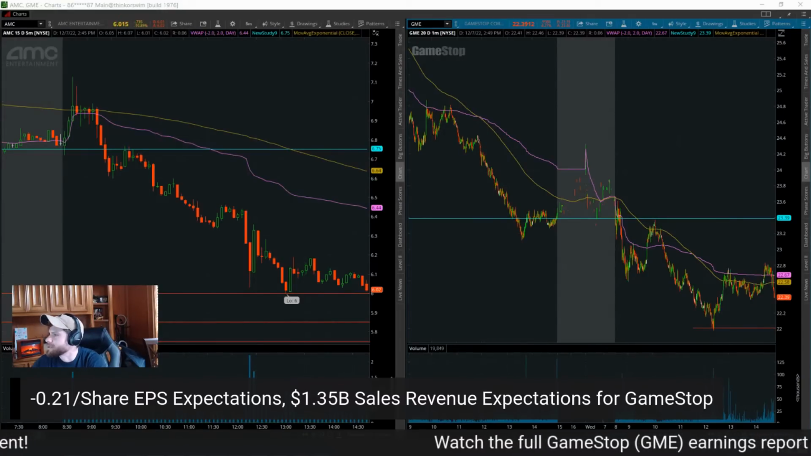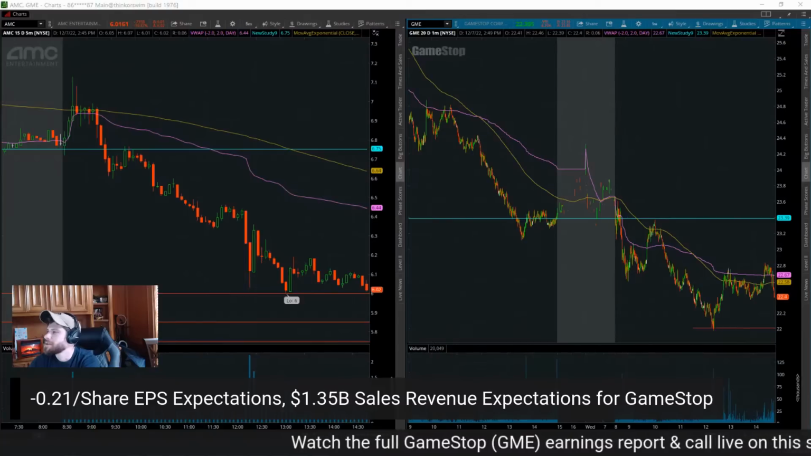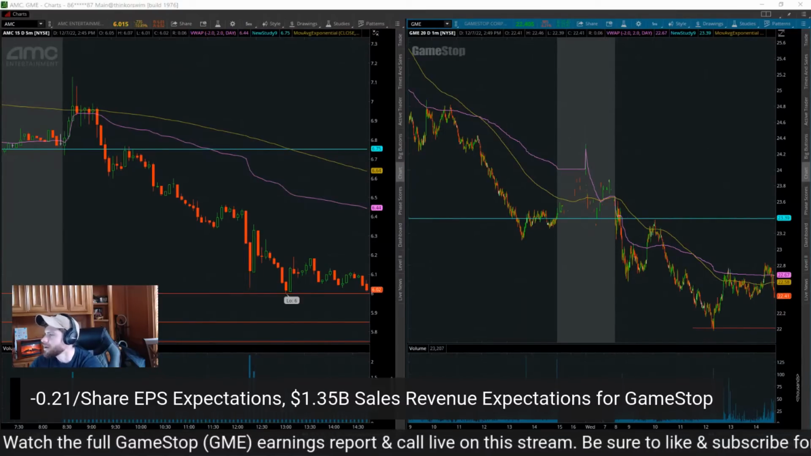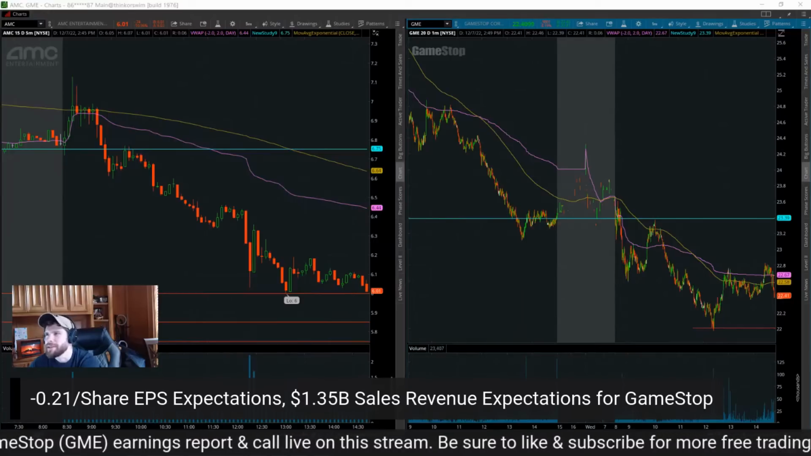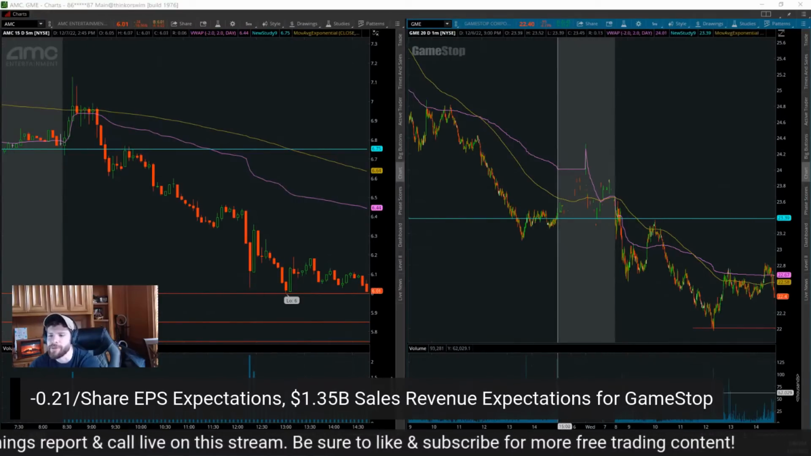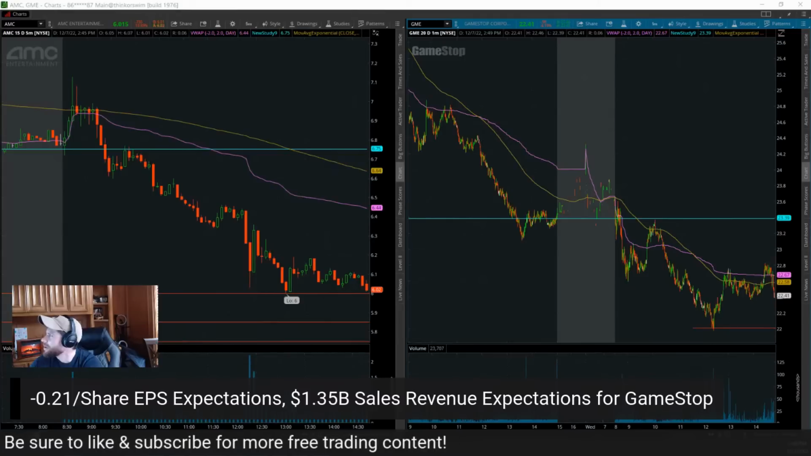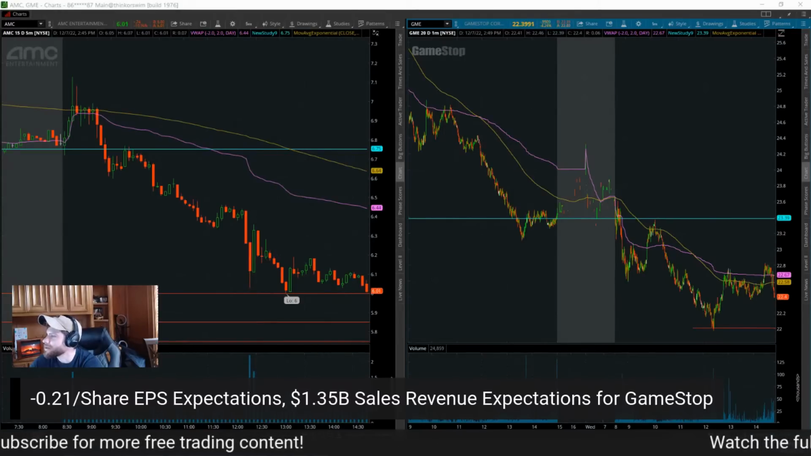See what happens with GameStop though. Again, expectations are for minus 21 cents a share. There's AMC starting to test 6.01, so you kind of see them moving with each other. This is while the market is starting to pop back as a whole. So market's kind of bouncing back a little bit here.